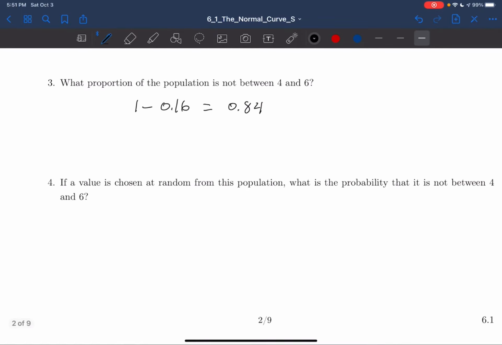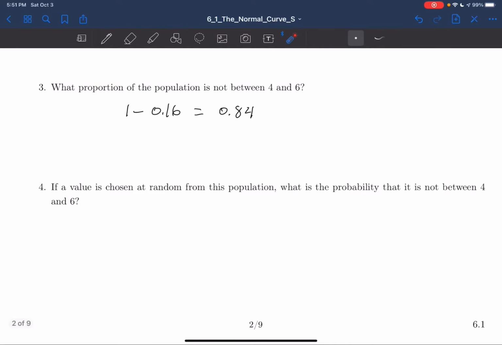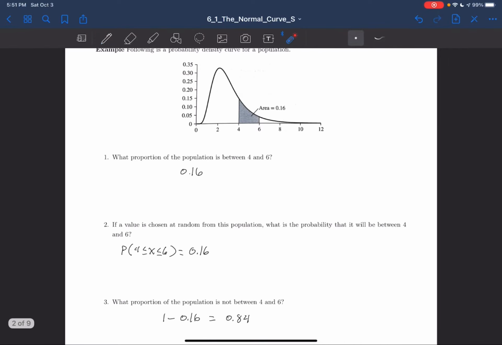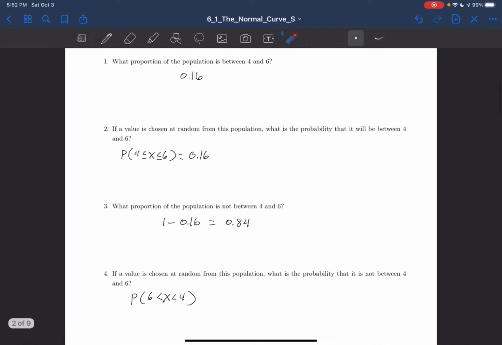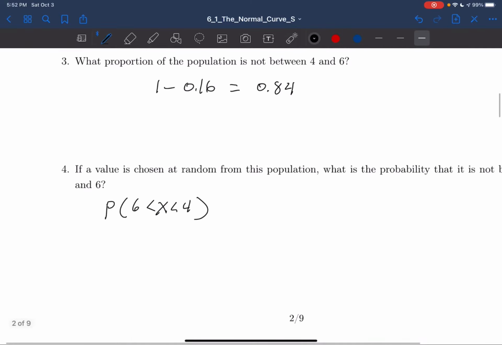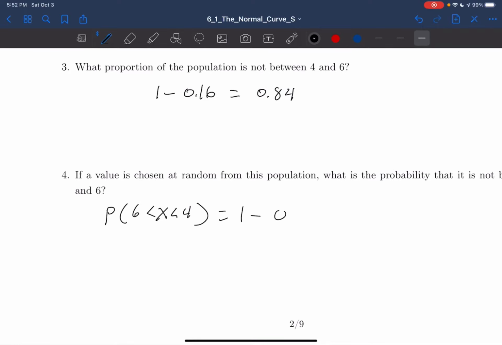Now here, this is asking if a value is chosen at random from this population, what is the probability that it's not between 4 and 6? So in notation, you could write the probability that x is less than 4 or greater than 6. Because this is asking you everything below 4 and over 6, so everything outside of this area. And we can compute this the same way as we did in number 3. So this is just 1 minus 0.16, which is 0.84.